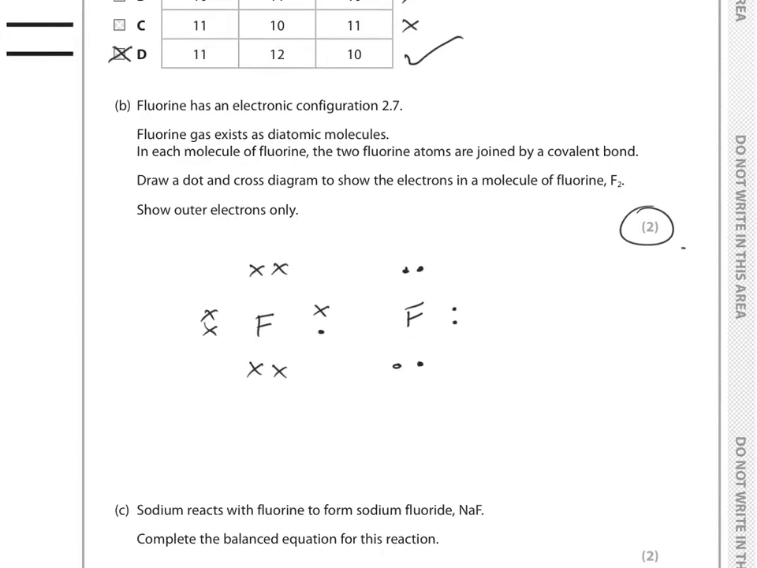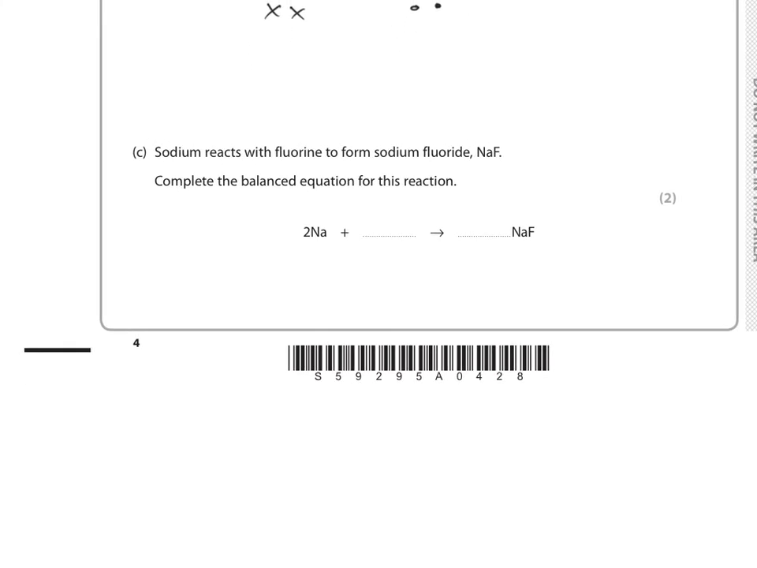Part C says sodium reacts with fluorine to form sodium fluoride, NaF. Complete a balanced equation for this reaction. Well, sodium reacts with fluorine. The key thing there is that you need to get F2. And then to balance that, I've got 2 fluorines on this side, I've got 2 fluorines on that side, so it's going to be 2 NaF. That was pretty simple to get 2 marks.